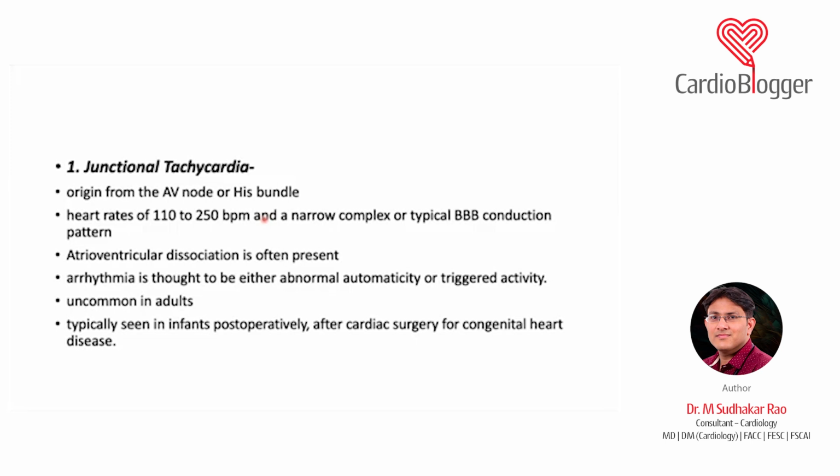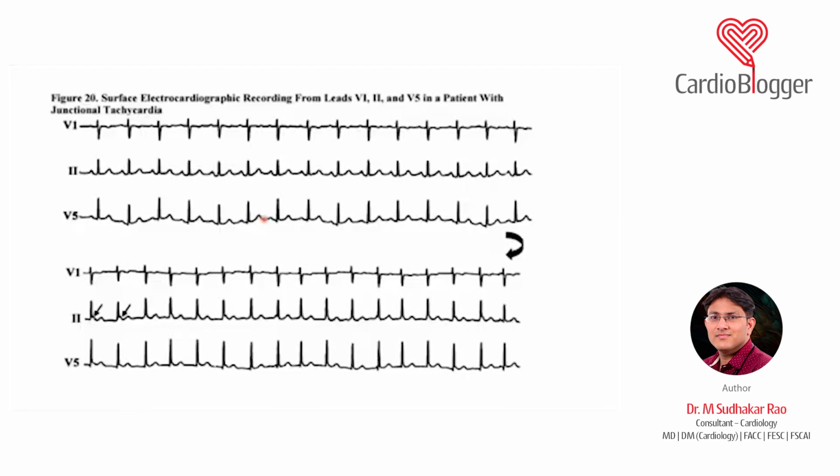It is a narrow QRS tachycardia which is usually irregular, and they have AV dissociation. That is, the atrial rate may be lesser than the ventricular rate, but P and QRS are not related. And this is not usually seen in the adult population. It is due to automaticity or triggered activity.